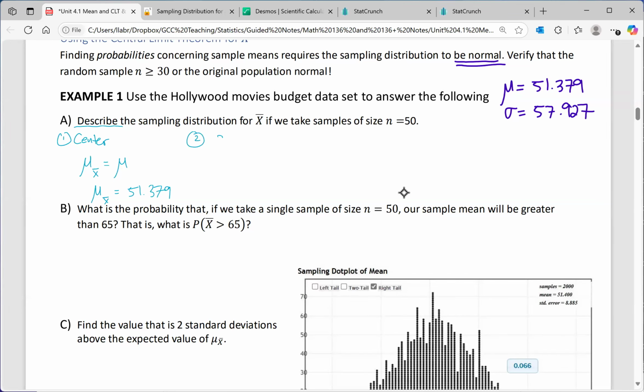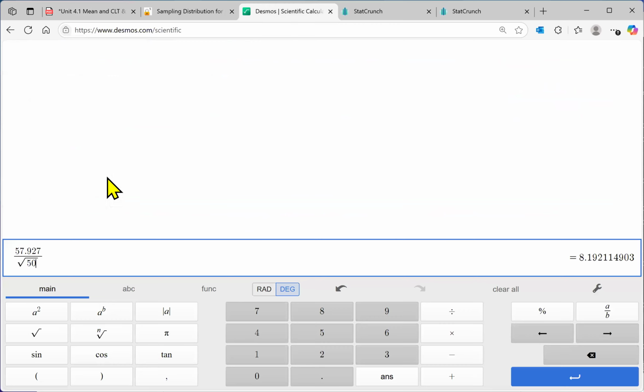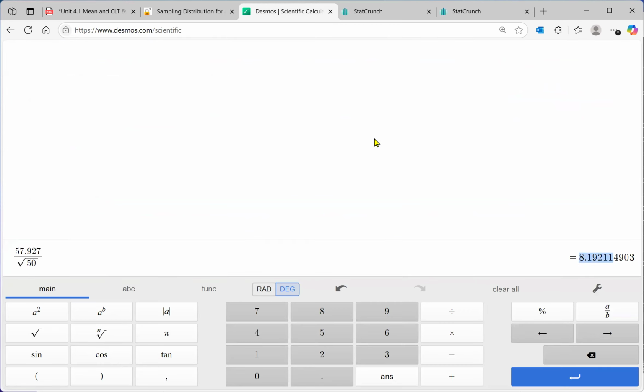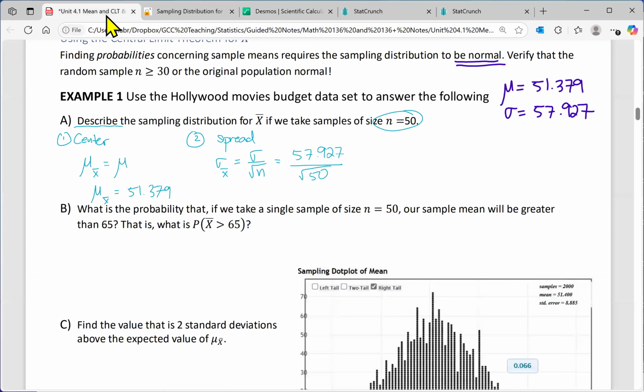Number two, can we describe the spread or the variability of X bar? That's given by sigma of X bar, and the formula was sigma over square root of n. So that's 57.927 divided by the square root of the sample size. In this case, it's 50. So we can go ahead and throw that into a calculator, for example, Desmos. We can see that Desmos here produces the value 8.192.